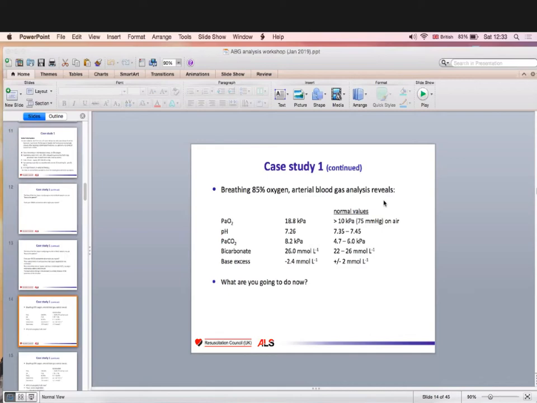Partial pressure of oxygen is 18, which is 150 mmHg. More than the normal value. Then the pH level is less than the normal range. It means acidosis. Partial pressure of carbon dioxide is more than the normal range. It means respiratory acidosis. Okay.